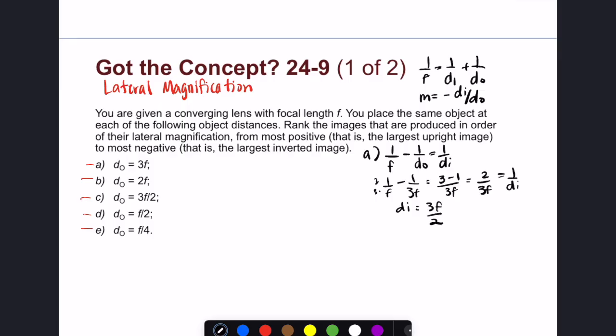Now let's plug that into the magnification equation, which is negative d_i over d_o. So we get negative 3f over 2 divided by d_o, which is like multiplying by 1 over d_o, where d_o is 3f. The 3f's cancel, and our magnification is going to be negative 1/2. I want you to do that for parts B through E. You can pause the video and do it, and when you come back, I'll have the answers written down for you to check.